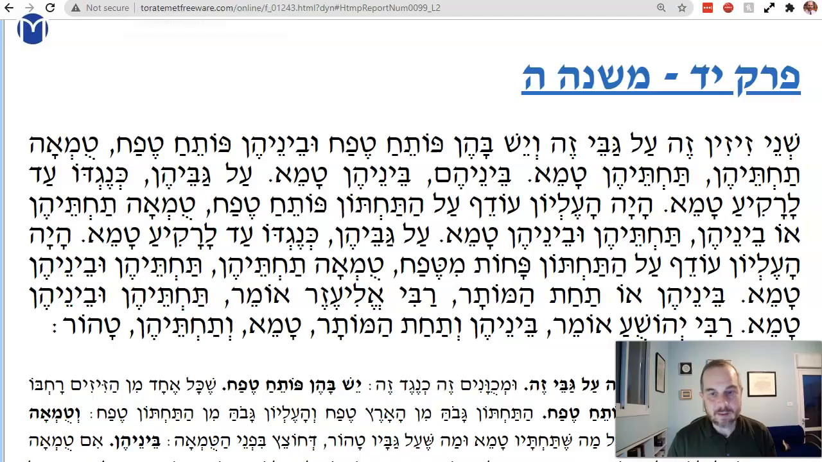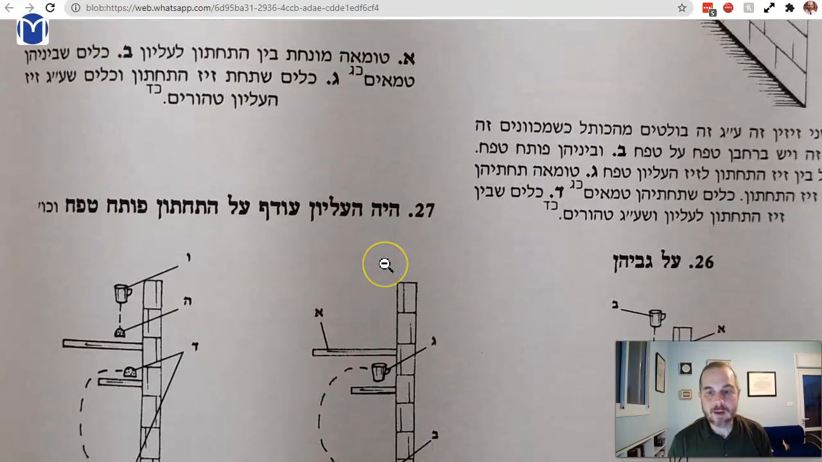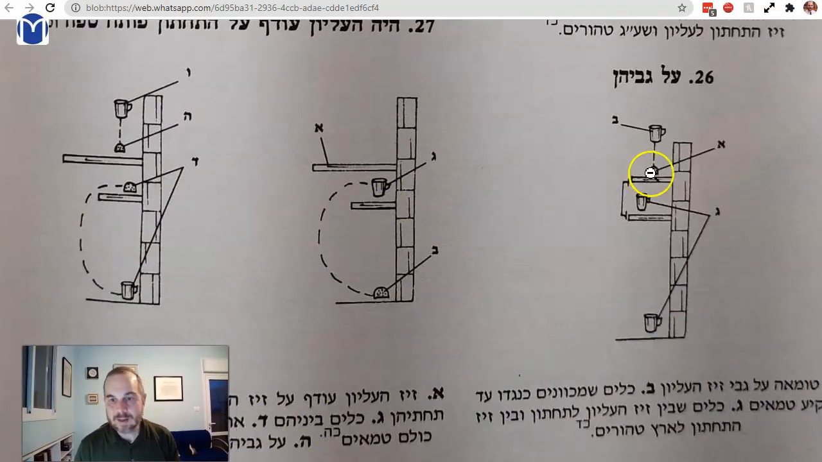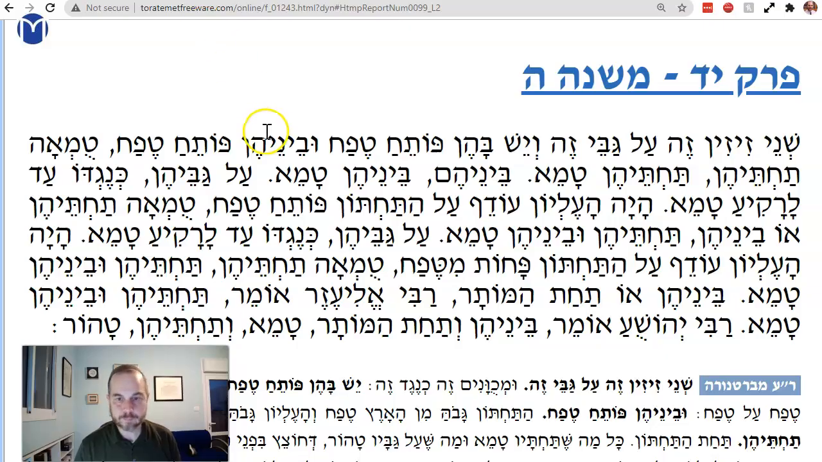Let's go back to the Mishnah. You get the point. Tumah tachtehem, if there's tumah on the bottom level, the bottom level is tameh. Beinehem, tumah in the middle level, beinehem tameh. Al gabehem, tumah on the top, then kenegdu ad harakia tameh. If there's tumah on the top, then yes, everything above it is tameh, but if there's something clean next to it, it doesn't matter, because remember, there's nothing above it transferring the tumah up.